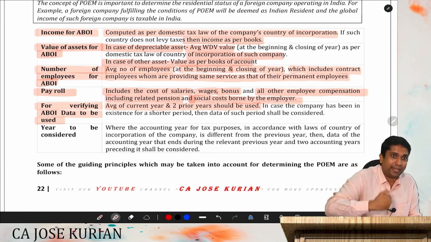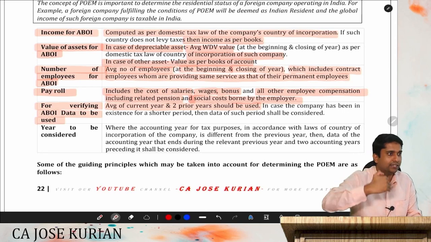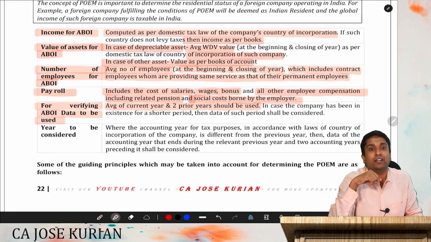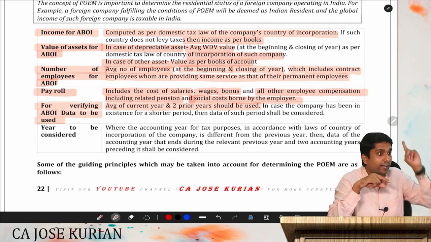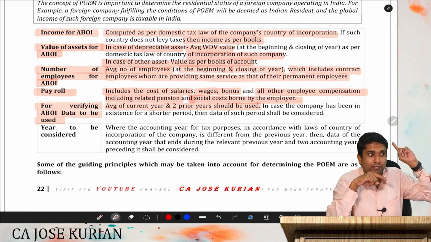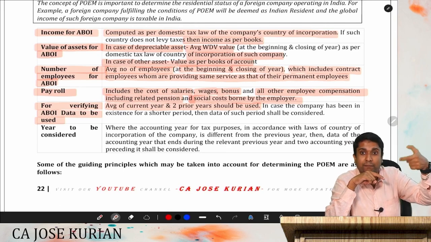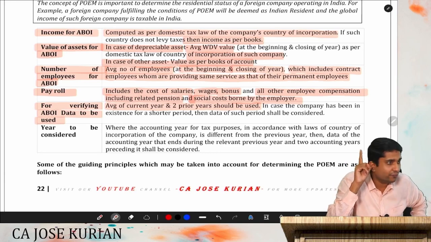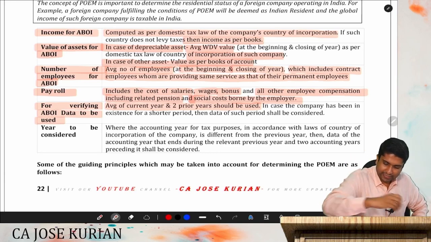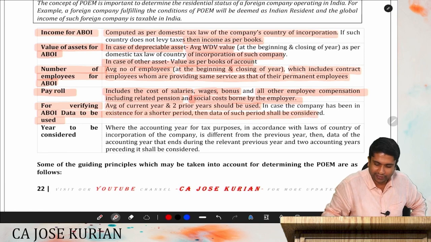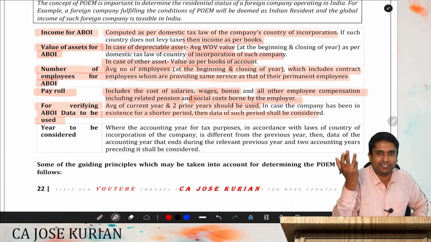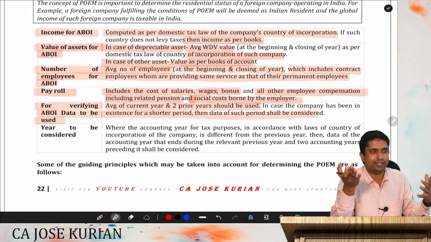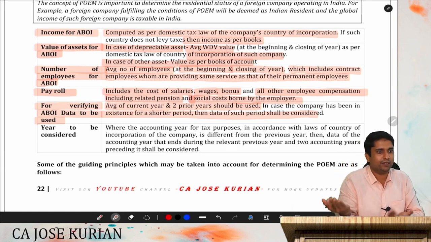If it has been in practice over a period, then the department will say your active business is outside India or not. Then the department will come with a POEM. That's why there's an assumption in the last example. Average 3 year data breakup is given. Hope you remember. And I told you to forget it at that time. Are you all with me? And in case the company has been in existence for a shorter period, then the data of such period may be considered. Say this is the first year of incorporation. You don't have any past year data. Then the department will go with the first year only.